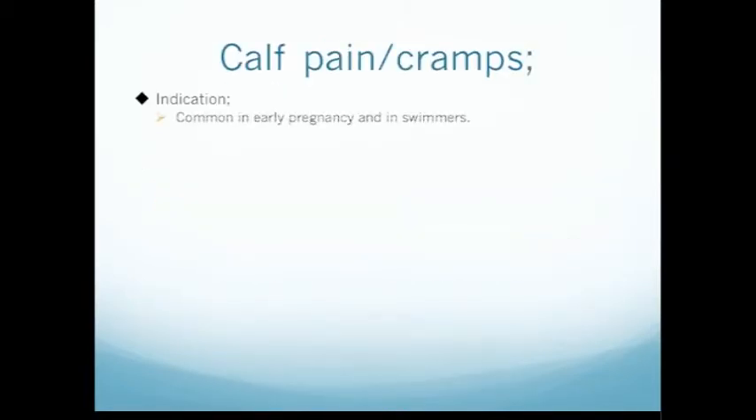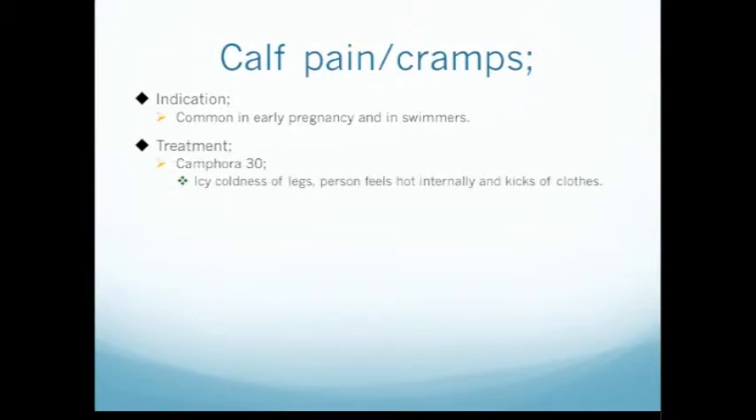Calf pain and cramps. These are common in early pregnancy and with swimmers. Camphora 30 will be the first remedy. This is good for folks with icy coldness of their legs. The person will feel hot internally and kick off their clothes.